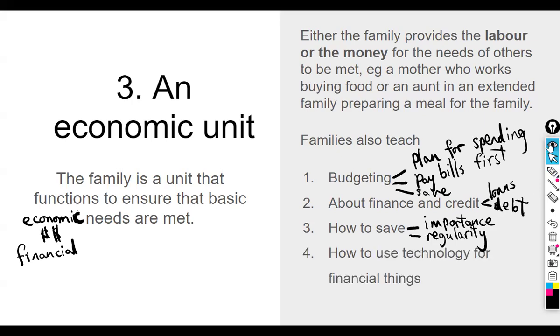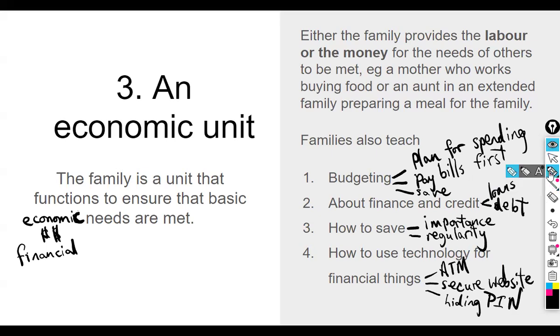All right, and then how to use technology for financial things. So this could be something like an ATM. It could also be something like a secure website, making sure the website is secure before you put in your information. It could be something like hiding your PIN, personal identification number, right? Not telling anybody your PIN. A family is supposed to teach people how to manage these things, right?